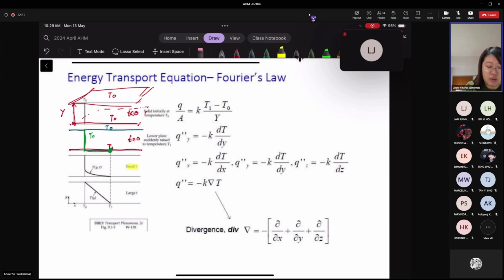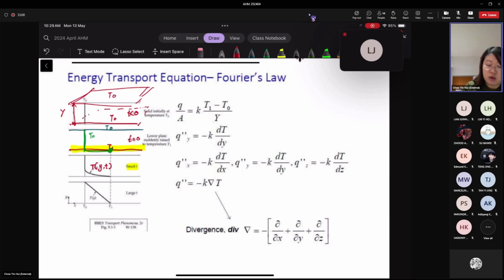Then at a very small time t, because there is a temperature difference between the two surfaces, the lower surface at T1 and the upper surface at T0, you can expect random molecular motion in this region, where the more energetic particles start to rotate, translate, and vibrate. With this, the thermal energy is transferred to the next neighboring particles, which have less energy. So at this time, temperature is a function of both y and t.